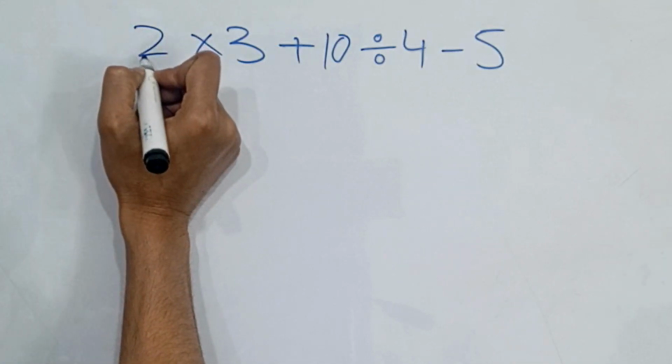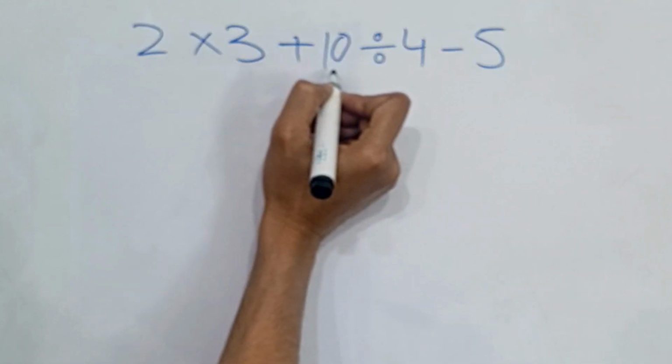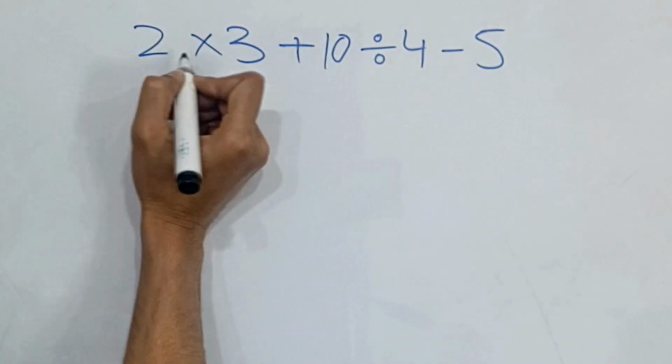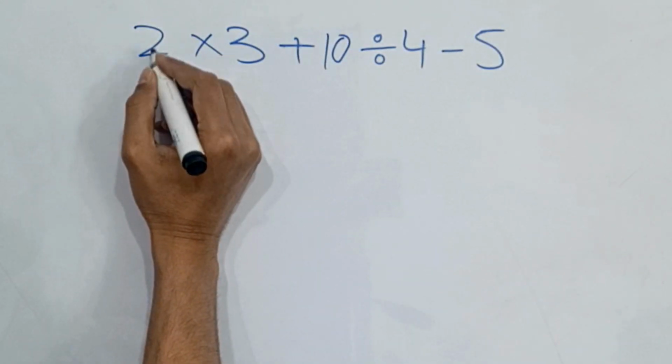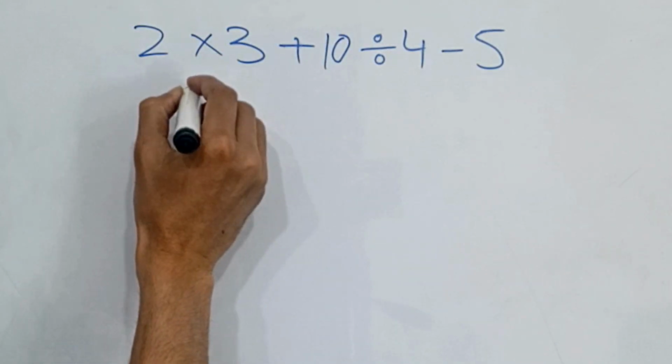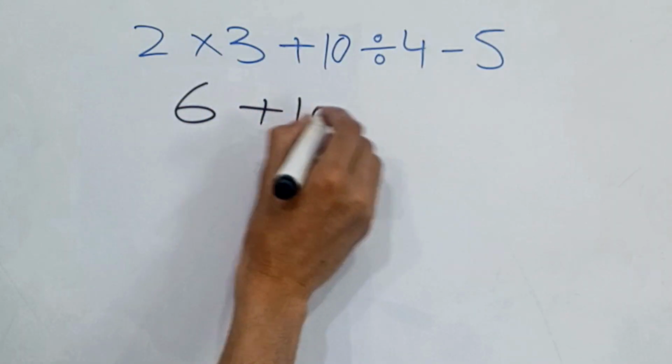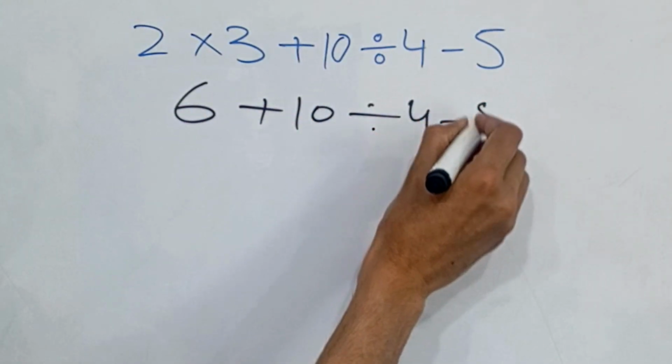Hey guys, can you solve 2 times 3 plus 10 divided by 4 minus 5? This is a very interesting question. Let's solve this step by step. 2 times 3 equals 6, right? Plus 10 divided by 4 minus 5, right?